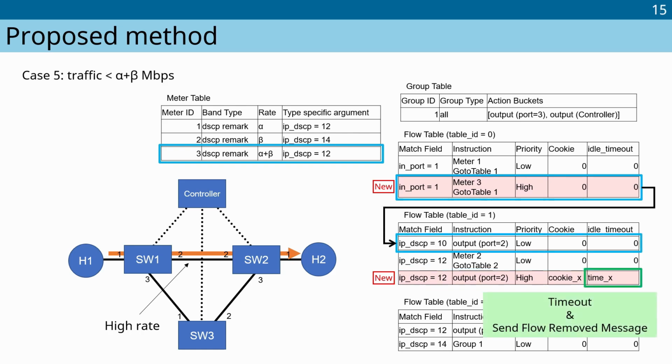In case 5, the traffic becomes lower than alpha plus beta megabits per second after the traffic aggregation. In this case, although meta 3 measures traffic, its DSCP value stays at 10. So the packets are output to port 2. So this new entry is no longer matched and its timeout counter expires. Then the switch deletes this flow entry and notifies the controller by sending a flow removed message with the cookie.